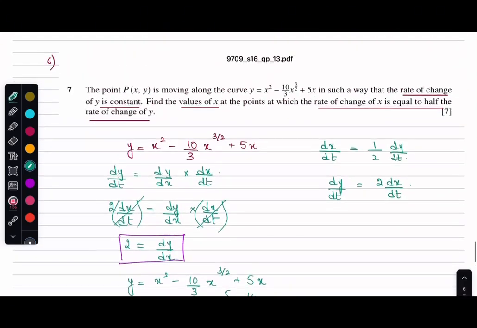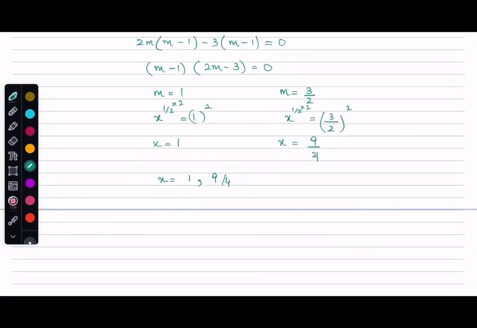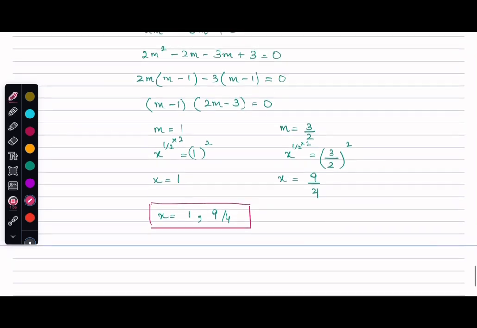The question asked us to find the values of x at the points at which the rate of change of x was equal to half the rate of change of y. This was the given condition, and with that given condition we have solved the entire question and gotten the values of x here. So this is how the questions on this topic can get solved, and I've tried to pick the complex questions, or the questions which need some explanation, to clarify the concept for you people. So I hope this topic is clear now, and let's end the video.